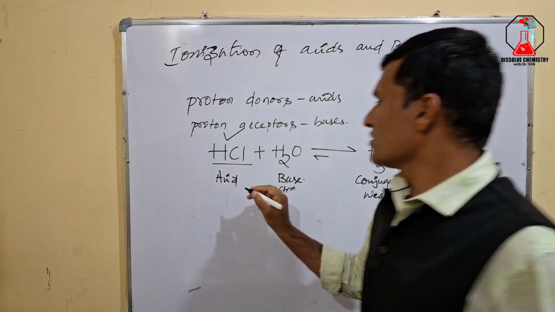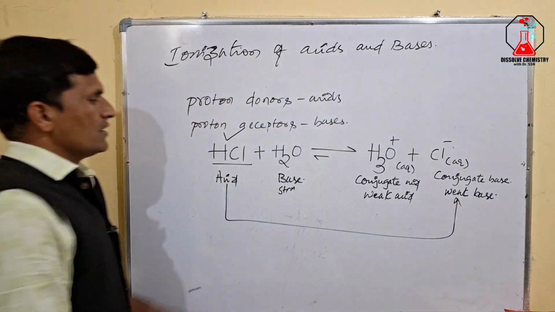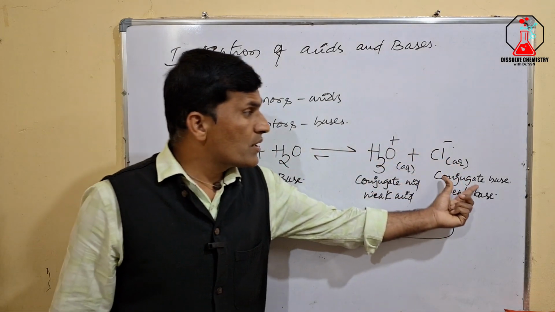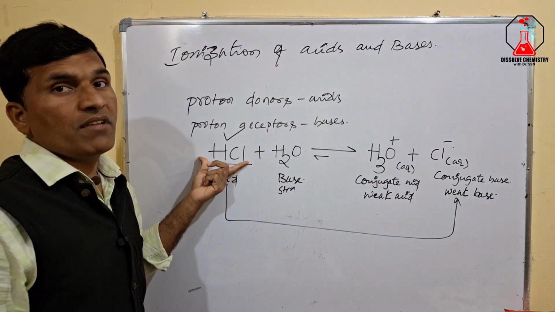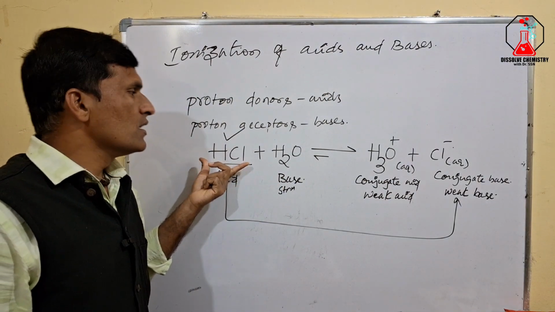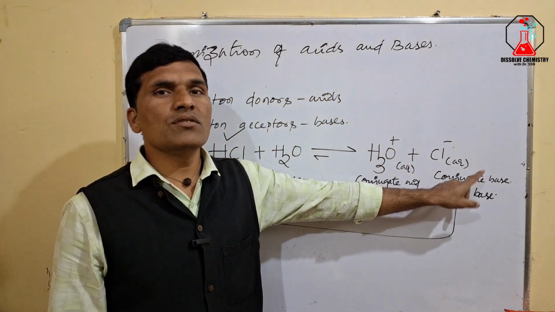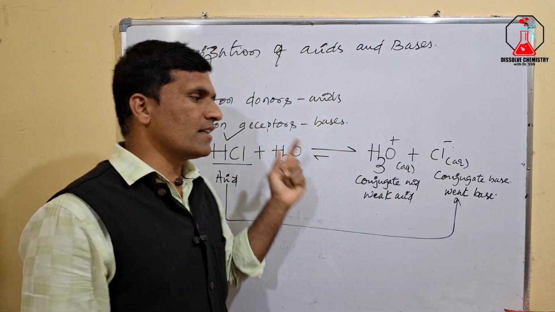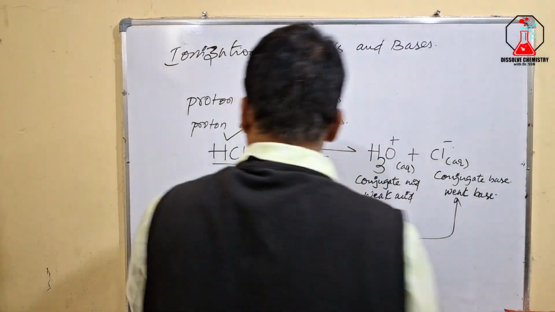Meaning, when you take a conjugate acid-base pair, if the conjugate base is weak, then the said acid will be strong. If the acid is weak, then it means that the conjugate base of that acid will be stronger. We will take another example, then you will be very clear with this one.